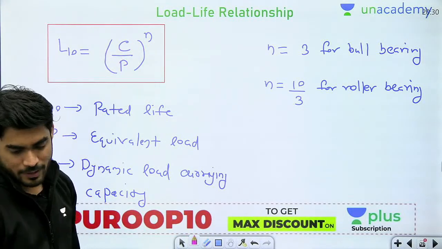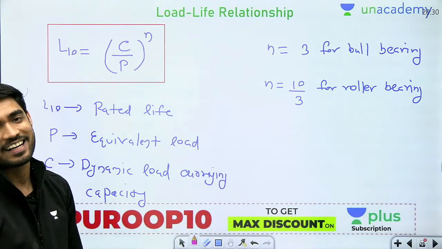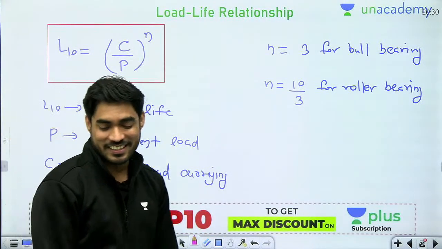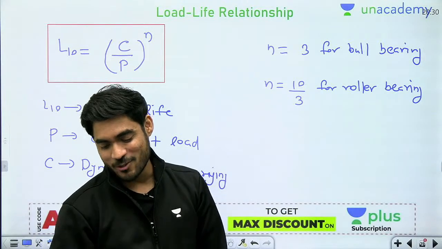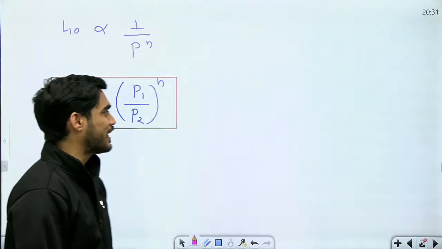ठीक है मेरे भाई नीतीश, 10 by 3 का मतलब 3.33 तो होता है यार. क्या सवाल नीतीश is asking me, shall we use 3.33? अरे यूज कर लो भाई, 10 by 3 means 3.33 ना.